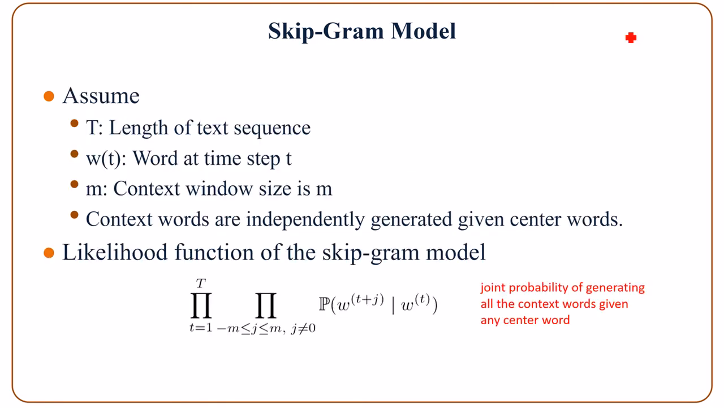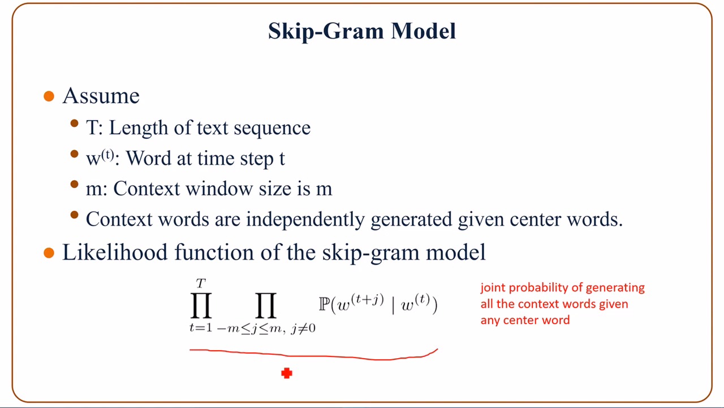Assume that we know the length of the text sequence as T. The word at time step T is WT. The context window size is M. And also assume that the context words are independently generated given the central word. Then you can write the joint probability for generating all the context words given any central word.